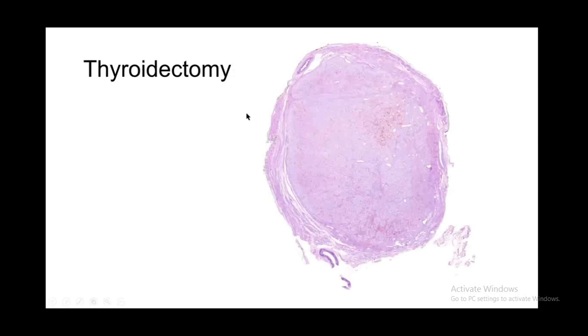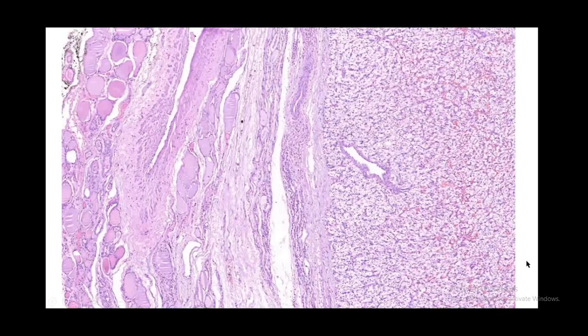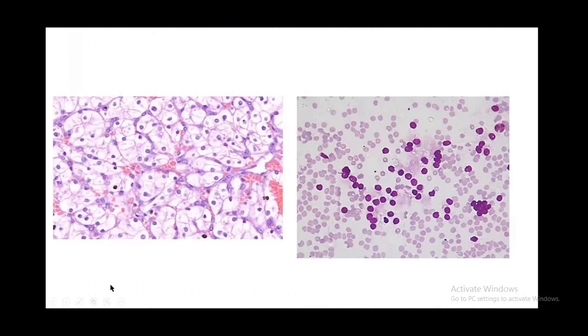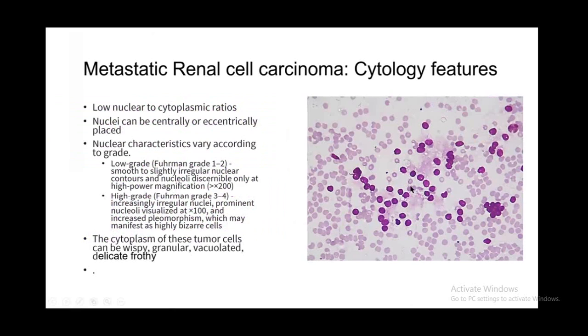The thyroidectomy showed a very well delineated tumor and showed the classical histology of a low grade 1 clear cell renal cell carcinoma. Here we can see these tumor cells with plant cell appearance and clear cytoplasm. And these features can be seen in the cytology smears as well. These tumor cells have characteristically low NC ratio.